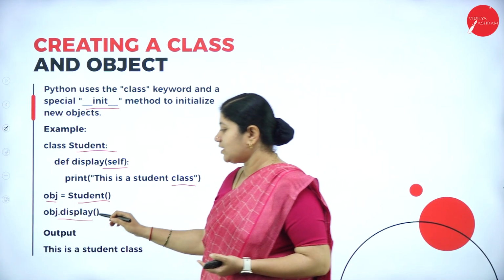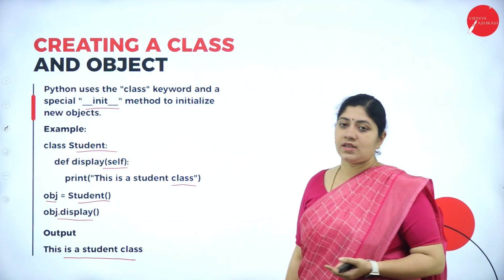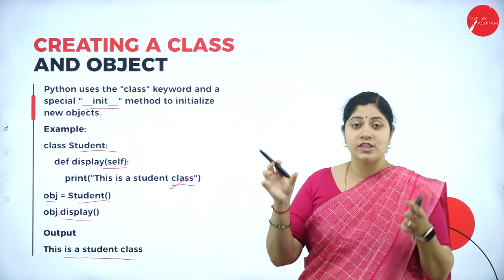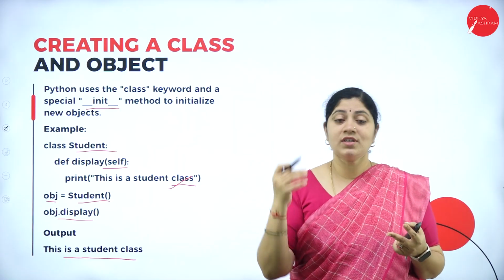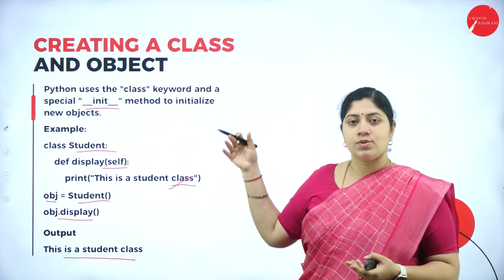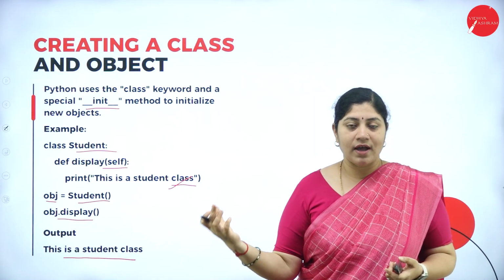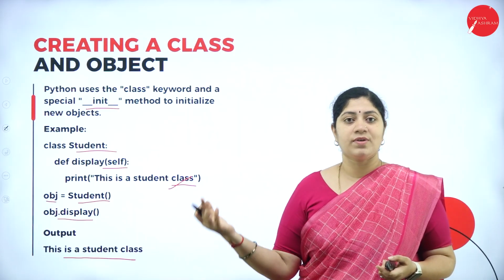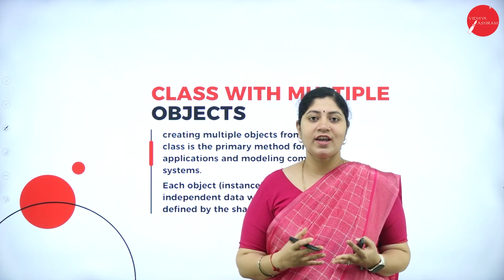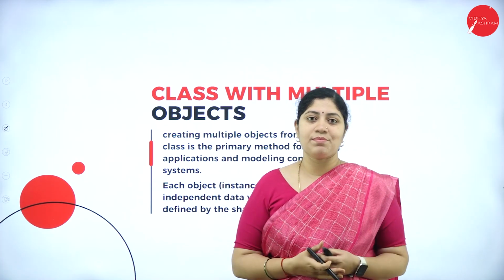So now lastly, we want to display that object. At the output, we can see that this is a student class. Inside the print statement, whatever we have written will be displayed after execution of this code. So this is a simple thing, that is how the class as well as an object can be created inside Python programming. Now let's go forward and understand how a class with multiple objects can be created.